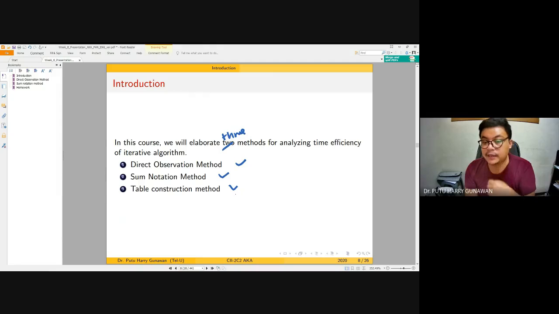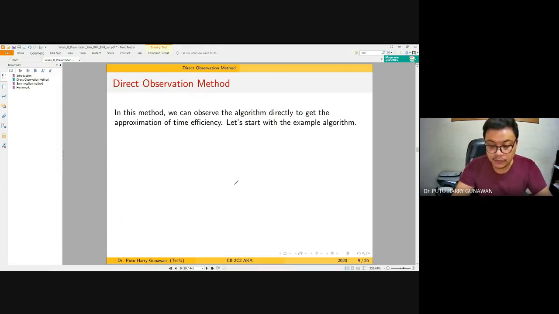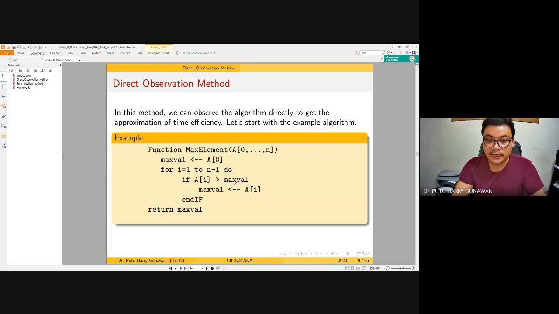Why are those three methods important for analyzing time efficiency? We'll look at some examples afterward. Now we move to the direct observation method. In this method, we observe the algorithm directly to get an approximation of its time efficiency. So let's start with an example.